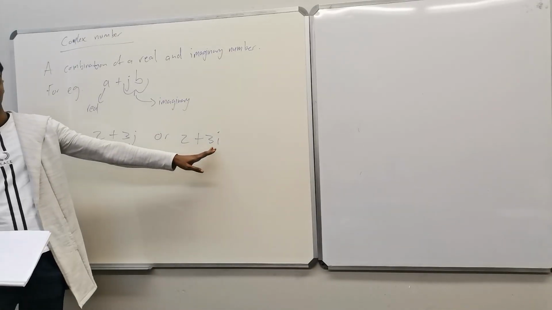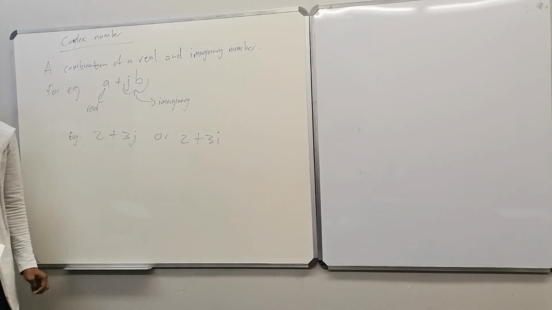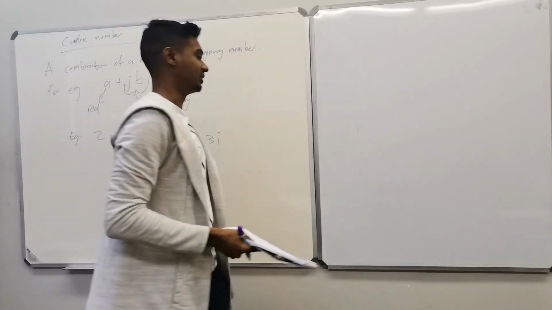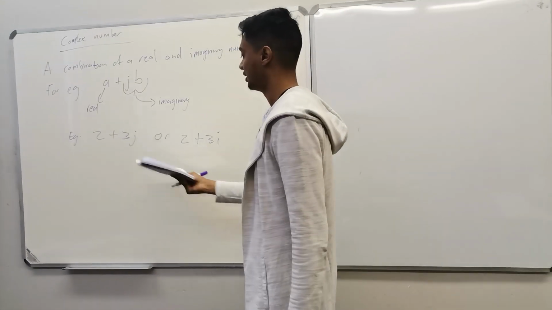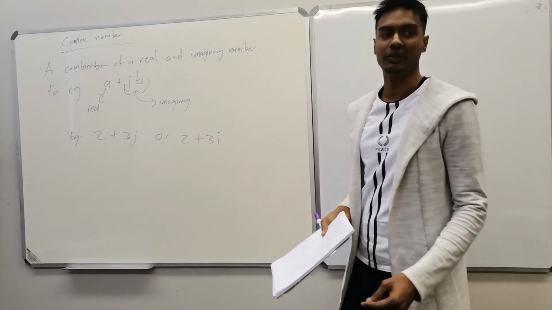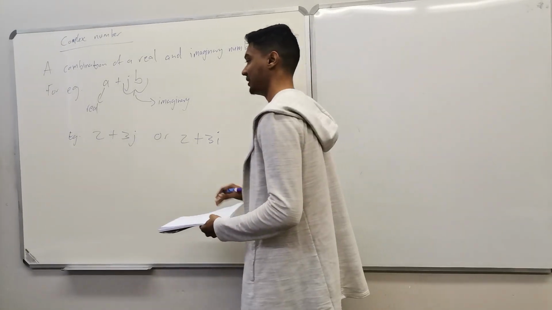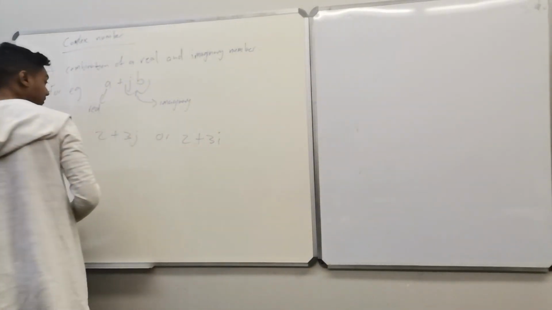Okay. So don't get confused if you see i. It's the same thing. They like to do that in the papers. They don't give you j, they give you i, and then people get confused, they don't know how to solve it. It's the same thing.